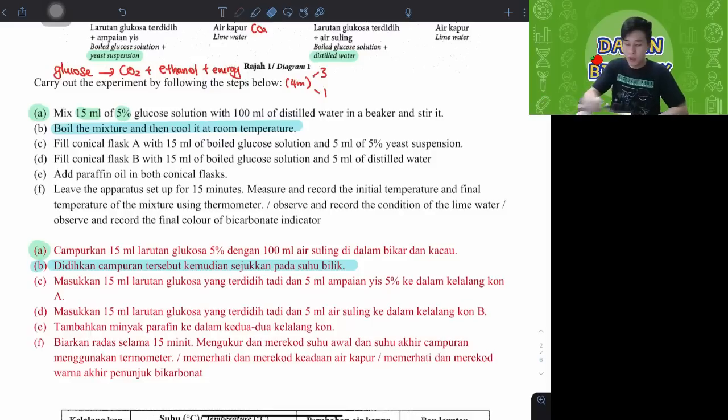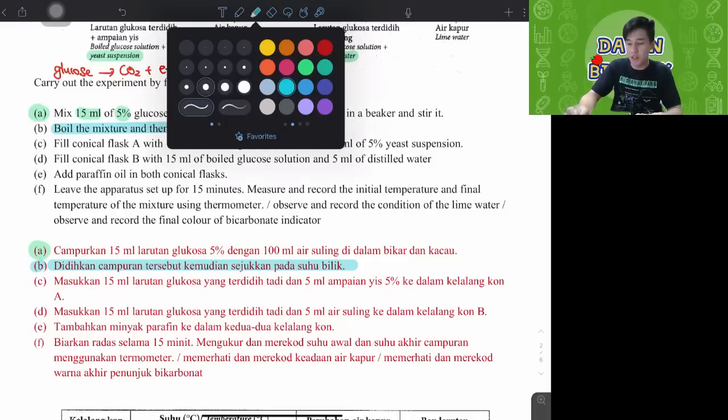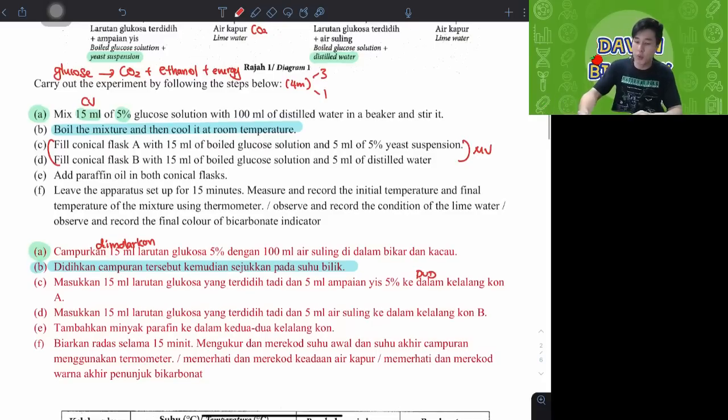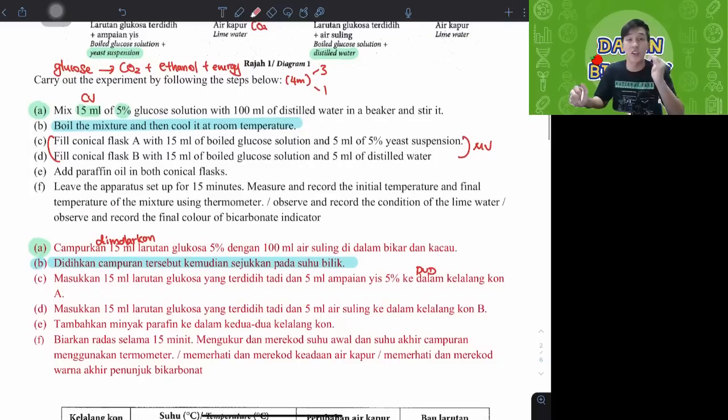Alright, so the next 2 points, this is actually your manipulated variable. So right here first, this is your constant variable. Dimalarkan. And these 2 are your MV. Right here, dimanipulasi. So remember, the presence of yeast is our MV, correct?